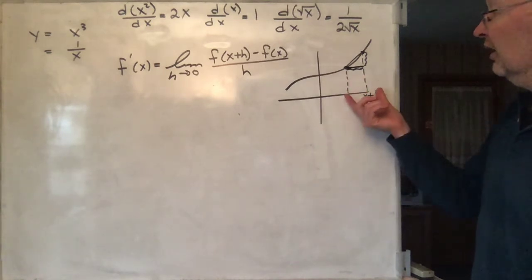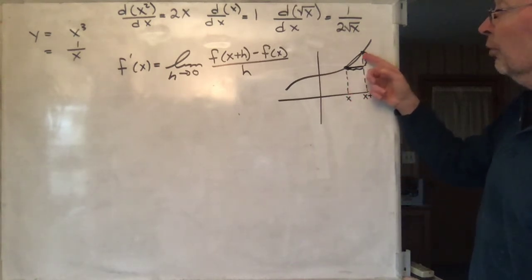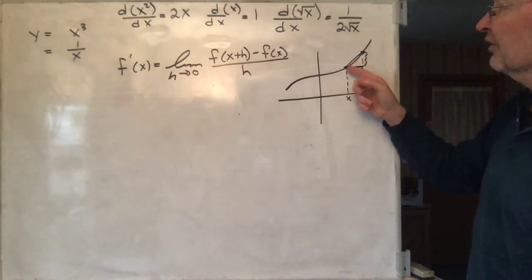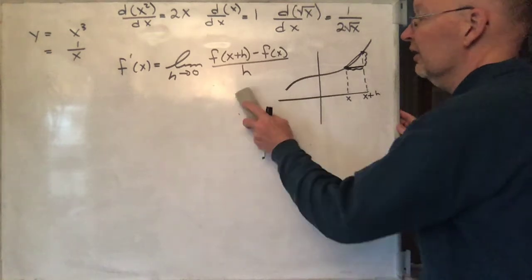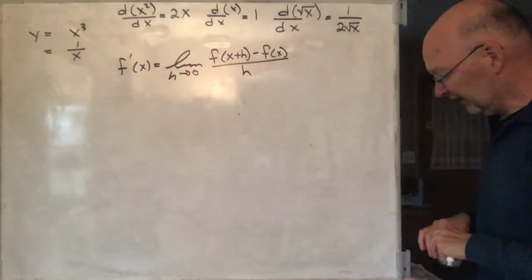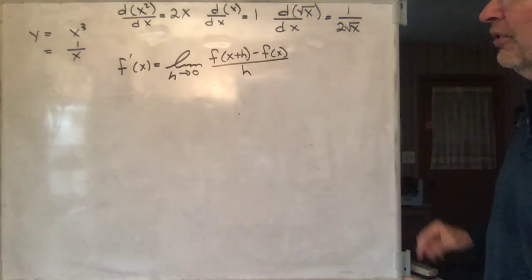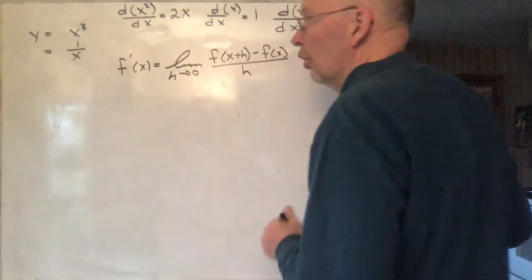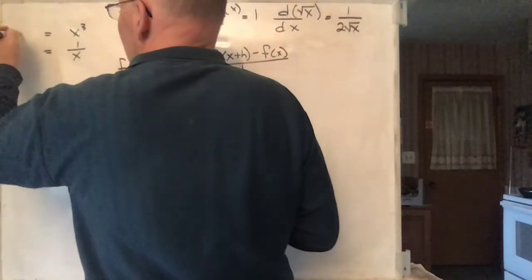And then what are we doing? We're taking that as h goes to 0. So we're finding not the slope of the secant line, but the slope of the tangent line at this point right here. Okay? Never lose sight. Never just see a formula there and just see a bunch of symbols. When you see that, you should have a picture in your mind of what that represents. So here's our function now.